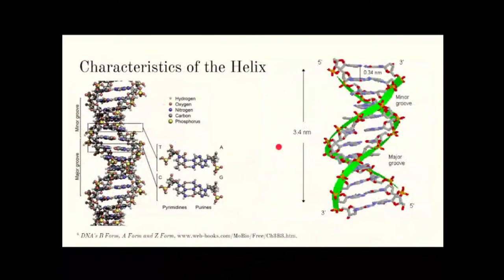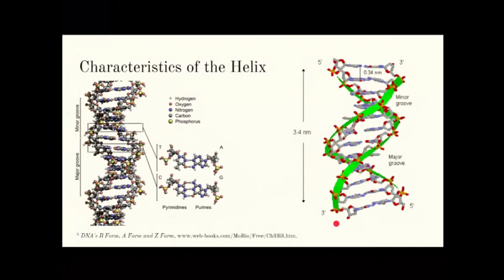Okay, so characteristics of the helix. We have this classic drawing of the helix, and if we look very carefully, we can see the individual atoms themselves represented by these balls here. We have the major groove labeled right here, and the minor groove labeled here. We also have our distinct purines and pyrimidines. And what I want to spend some time talking about today is why there's a certain distance between them.